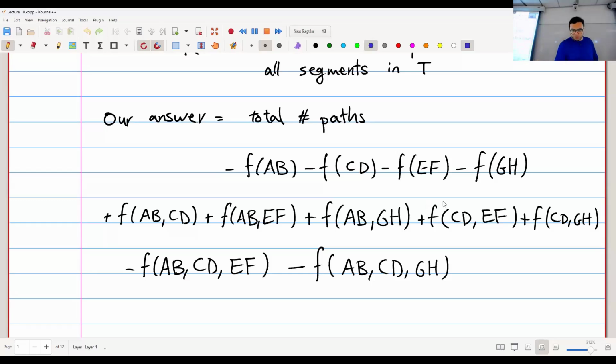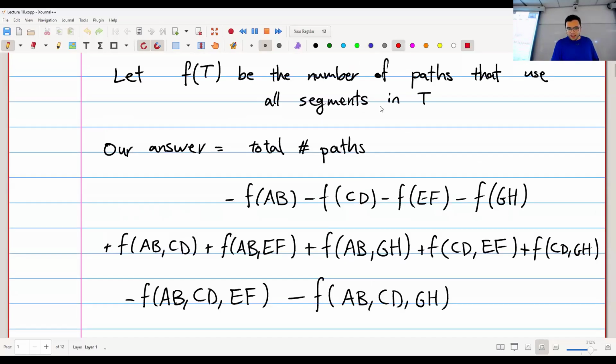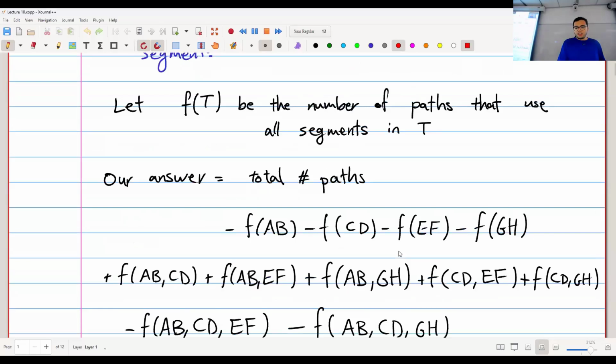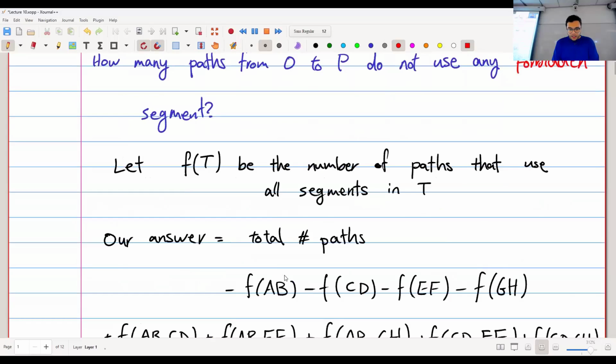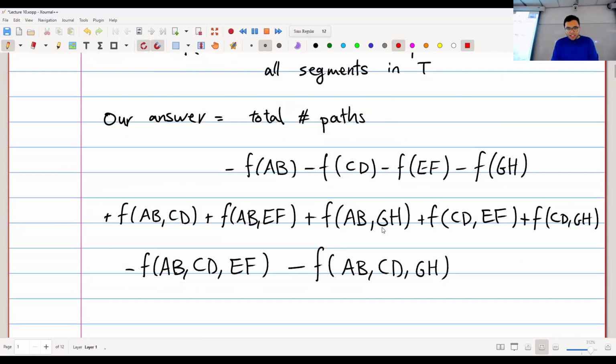So this is just inclusion-exclusion, as we've seen before. And of course, I'm too lazy to compute all of these, so let's just do 2 of them randomly. Let's say ABGH. What is F of ABGH? This is the number of paths that go through both AB and GH. So I have to start my paths here, and I have to first reach A. How many ways do I have to reach A? 4 choose 2.